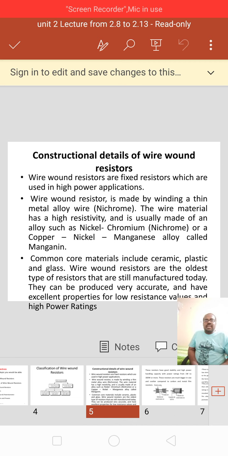Nichrome is a high resistivity material and is usually made of an alloy of nickel and chromium. That is nothing but nichrome. Or a copper, nickel, manganese alloy can also be mixed to develop the wire wound resistors. It is named manganin.